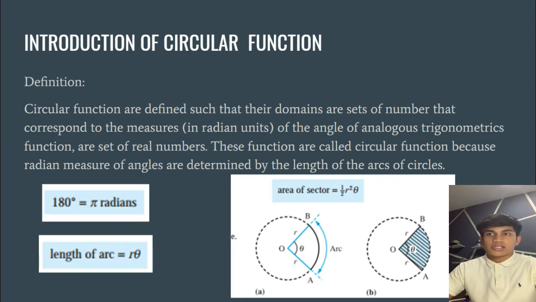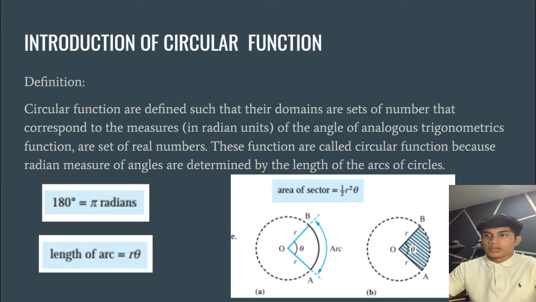First, circular functions are defined such that their domains are sets of numbers that correspond to the measures in radians of the angle of analogous trigonometric functions, and are sets of the real numbers. These functions are called circular functions because radian measures of angle are determined by the length of the arc of a circle. As we know, 180 degrees equals pi radians. Next, the formula for the length of an arc equals r theta, and the area of a sector equals 1/2 r squared multiplied by theta, as shown below.